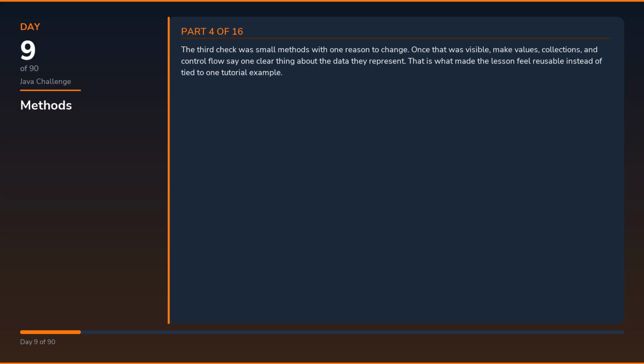The third check was small methods with one reason to change. Once that was visible, make values, collections, and control flow say one clear thing about the data they represent. That is what made the lesson feel reusable instead of tied to one tutorial example. The implementation only started to feel solid once I used control flow and method choices to make valid transitions obvious.